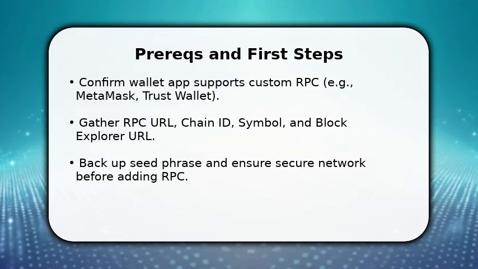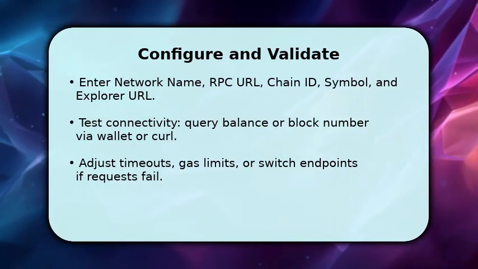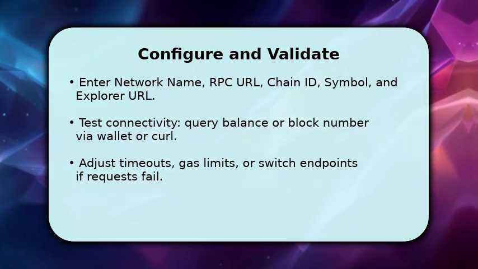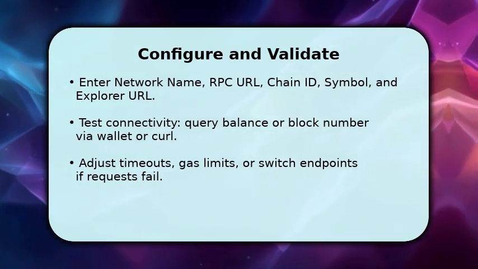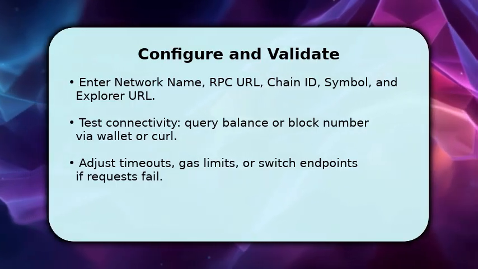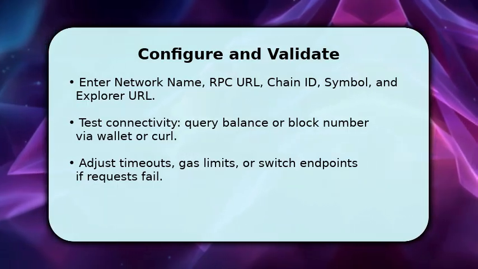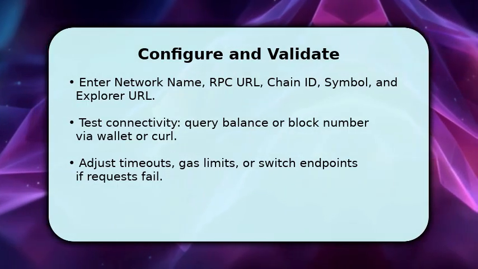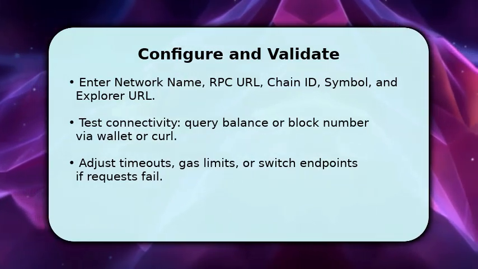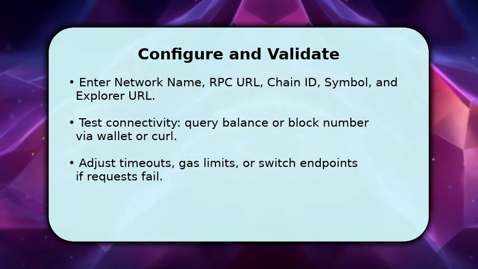Next, you configure the network fields precisely. Name for clarity, RPC URL, chain ID, currency symbol, and Explorer URL for easy lookup. Once saved, validate by fetching a block number or account balance. Most wallets show immediate errors if the endpoint mismatches. If calls timeout, try an alternate RPC endpoint or increase timeout settings. That resolves intermittent latency. Also make sure your wallet and node use compatible JSON-RPC versions, so methods like eth_call work.